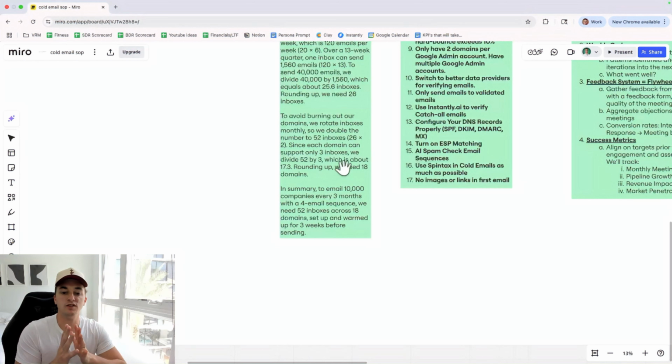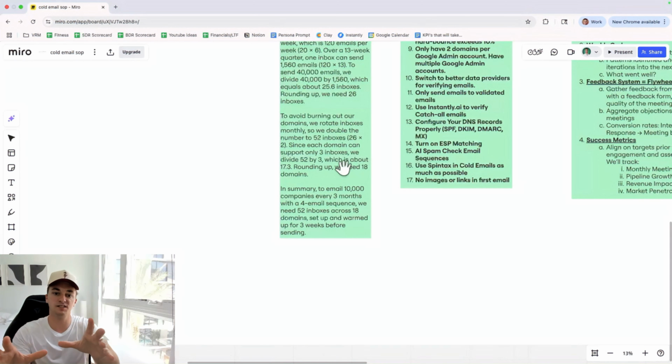So we double it. So we'll do month-to-month rotation. So what I mean is, instead of 26 inboxes, we'll have 52 inboxes. So we'll have 26 that are sending emails, right? And then every month we'll switch the ones that aren't sending emails with the ones that are. So there'll be 26 that are just warming up, not sending emails, and then we'll have 26 that are sending emails. We'll do that for a month and then we'll switch them.